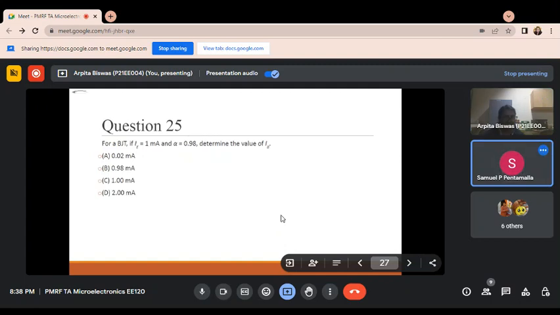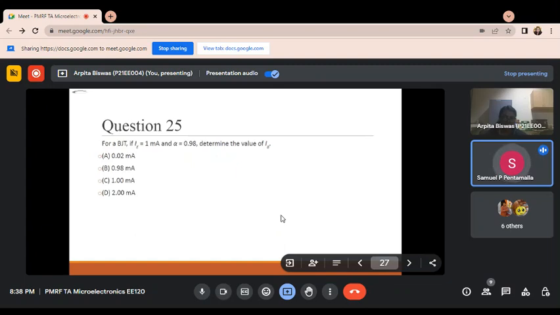Alpha IE. Yes, IC equal to alpha into IE. Then what is the value? Yes, so alpha is 0.98 and this is into 1, 0.98 milliamps. Yes, the 0.98 milliamps is the value of IC. Then what is the value of IB?